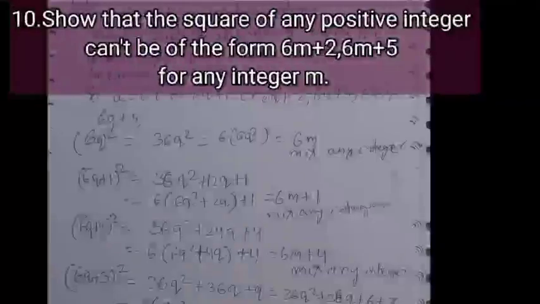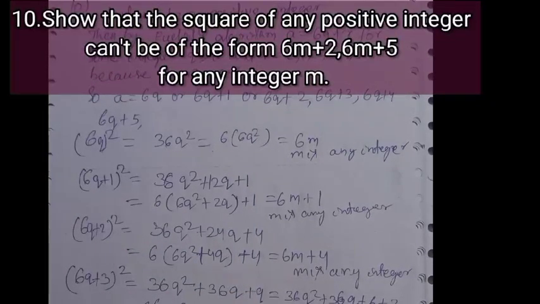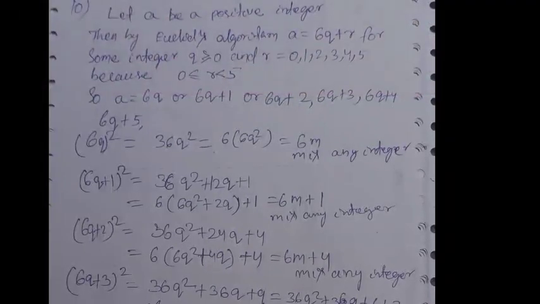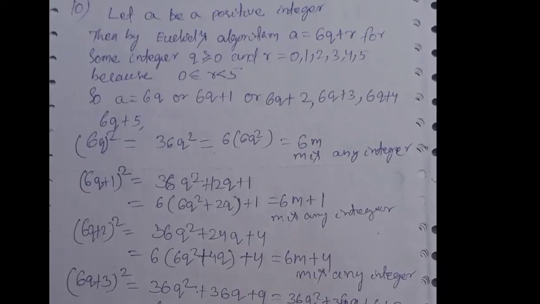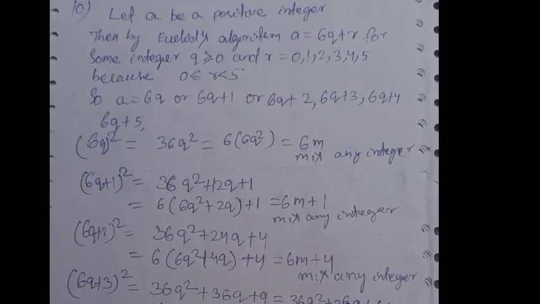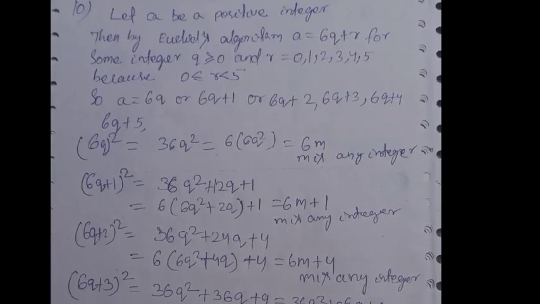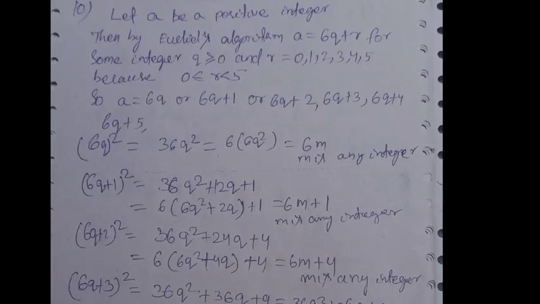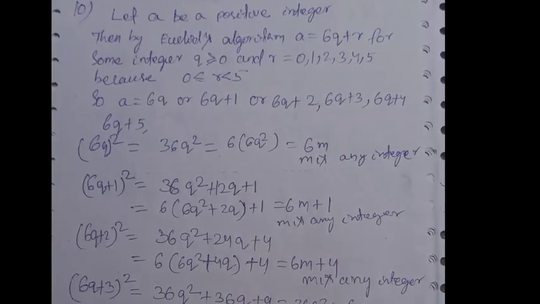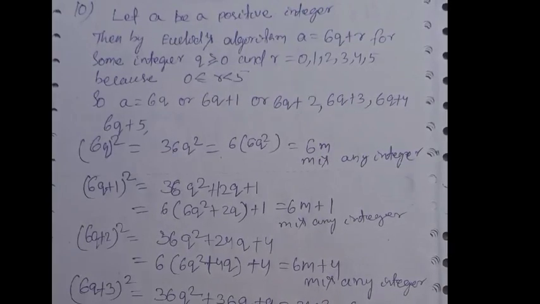Question number 10. Show that the square of any positive integer cannot be of the form of 6m + 2 or 6m + 5 for any integer m. Let a be any positive integer, then by Euclid's algorithm a is equal to 6q + r for some integer q greater than or equal to 0, r equal to 0, 1, 2, 3, 4, 5, because r will be between 0 to 5. So a is equal to 6q or 6q + 1 or 6q + 2 or 6q + 3 or 6q + 4 or 6q + 5. These are the cases.